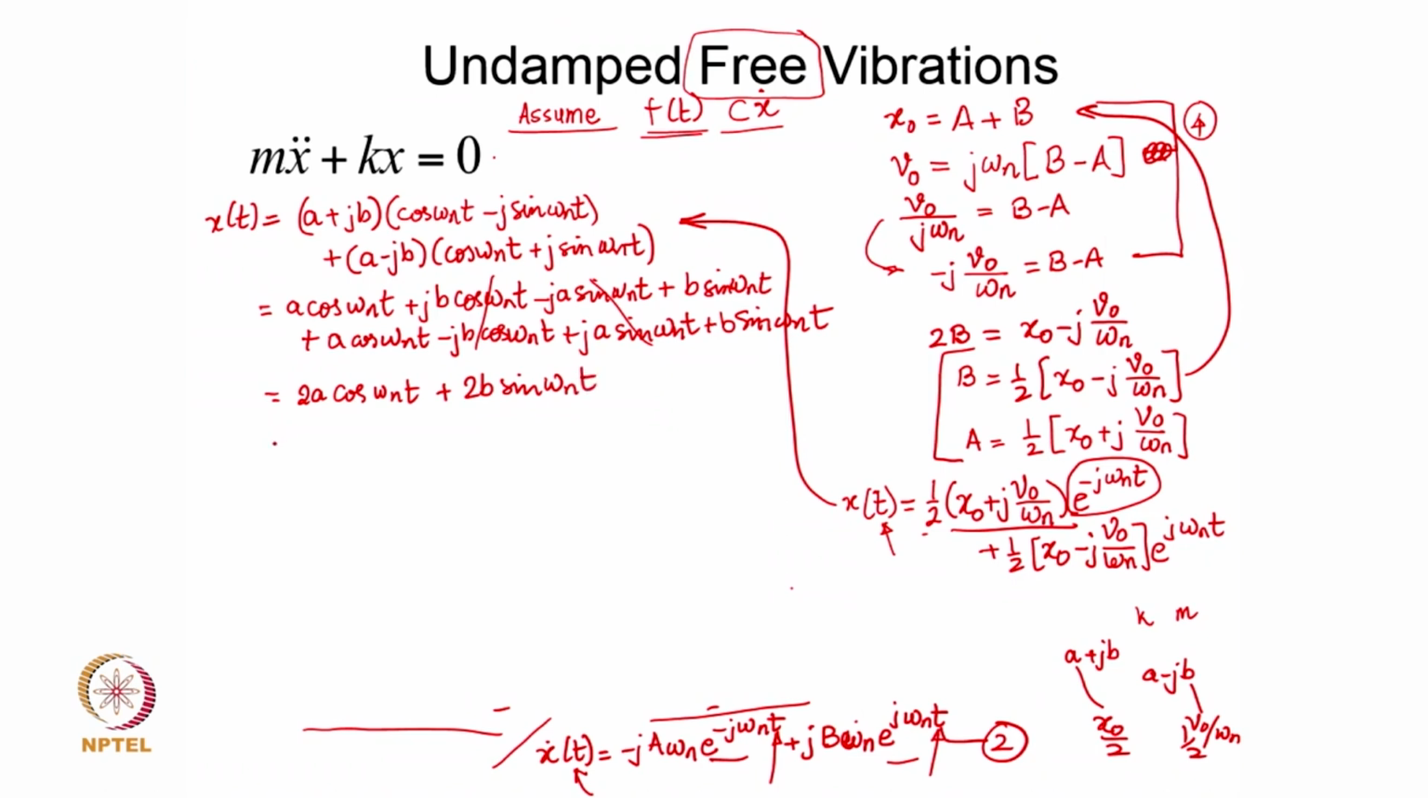And now I would replace these a and b, because we have already assumed that a is going to be this and b is going to be this. So, I will replace a by x naught by 2, and that basically gives me x naught cos omega n t plus this 2b turns out to be v naught over omega n sin omega n t. That is your x of t.